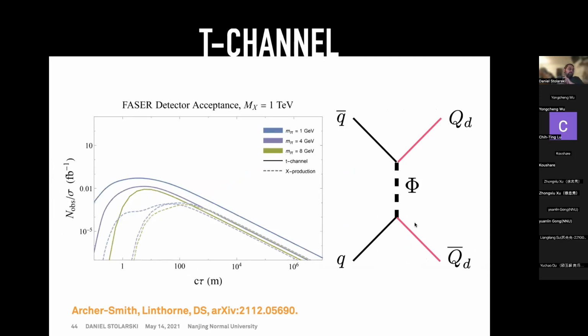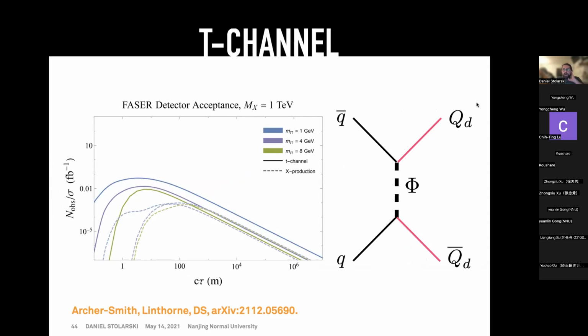Okay, but then Phaser is actually being built. So let me see if there's anything I can do about Phaser. So Phaser, it turns out there's very little acceptance for the usual pair production of the mediator. But if this mediator has a Yukawa coupling, there's also the T-channel production of emerging jets, right?